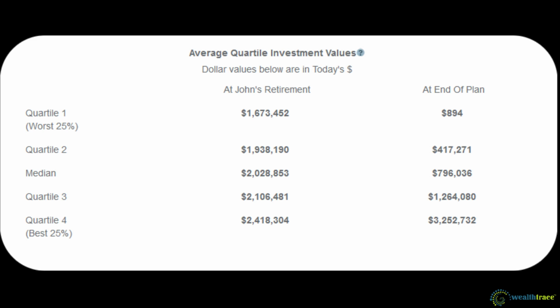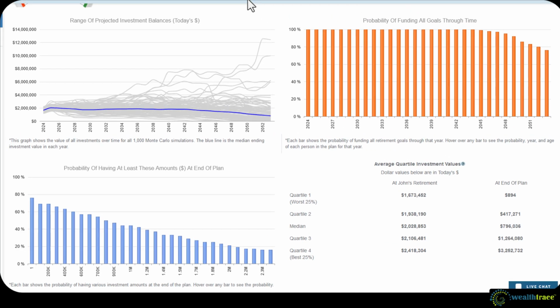This information is useful in determining how much volatility is in the Monte Carlo simulation results. For example, if the best 25% of the simulations showed an investment value at the end of the plan of, say, $10 million, and the worst 25% showed an investment value at the end of the plan of only $10,000, this is either an extremely volatile portfolio, a portfolio that is not diversified enough, or both.